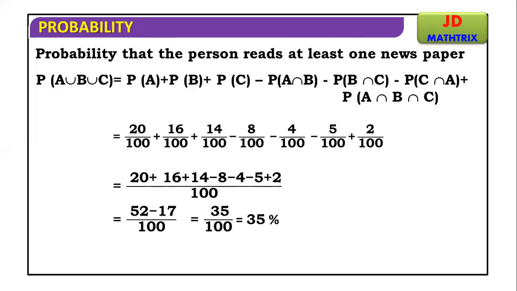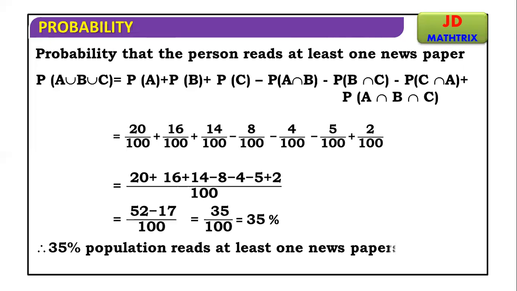That means out of 100, 35% will read at least one newspaper. That means the percentage of the population that reads at least one newspaper is equal to 35%. So this is the answer. They are asking not for the probability that a person reads at least one newspaper, but for the percentage of the population. That means 35% of the population reads at least one newspaper. Therefore, 35% of the population reads at least one newspaper.